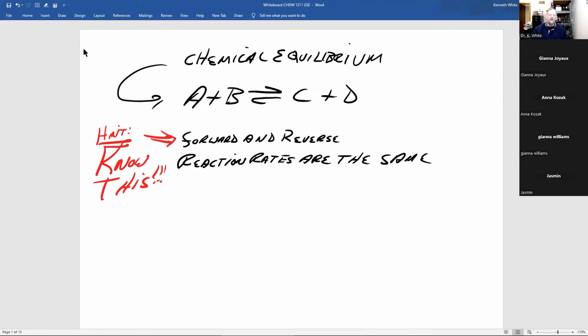So when you have two reactions, one the reverse of the other, in a chemical equilibrium, A and B making C and D, and C and D making A and B, the forward and the reverse reaction rates are the same. Hint, know this.